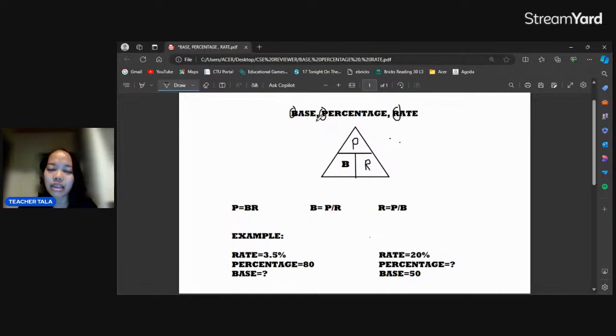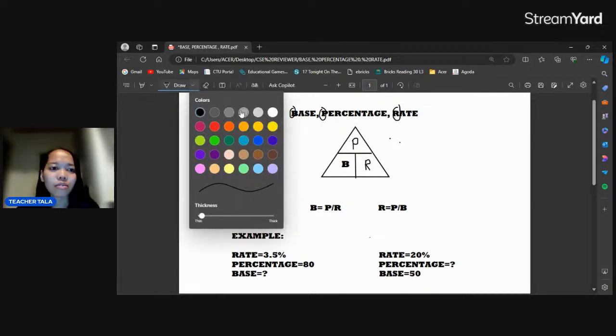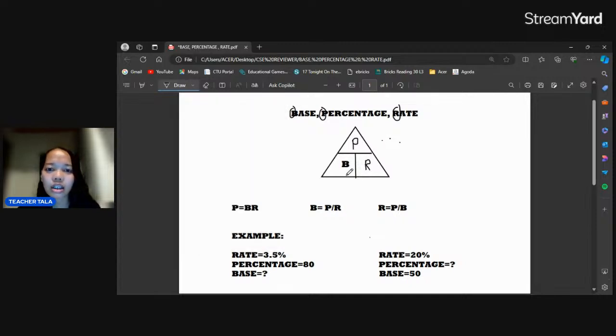So, kapag si P yung missing, P is question mark. You're just going to do the tabon-tabon method. I-cover niyo lang to, tapos si B and R is magkasunod or magkatabi sila. You will also have to put them together side by side. So that will be P is equal to B R. So percentage is equal to base times rate.